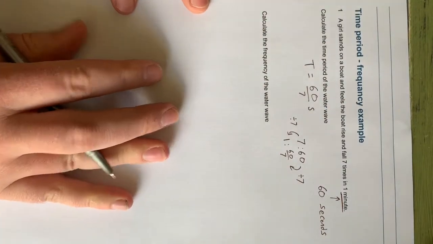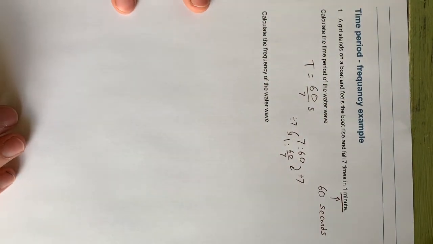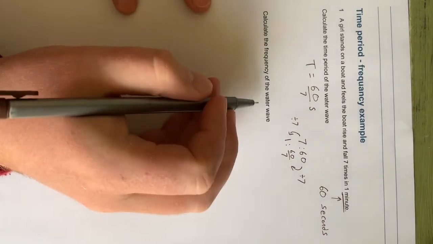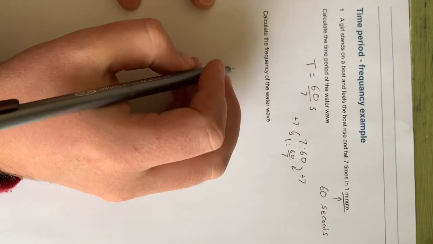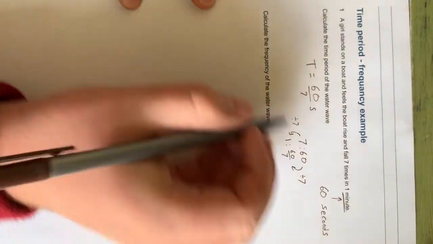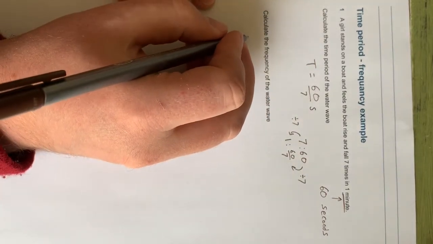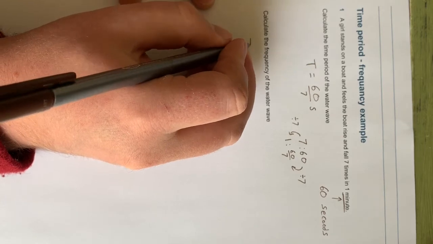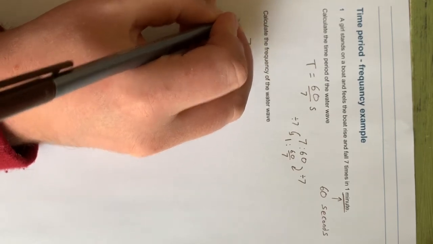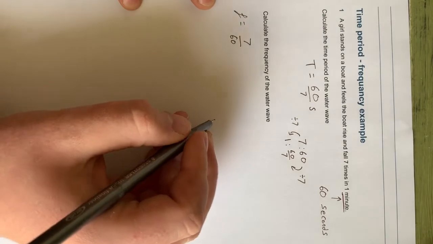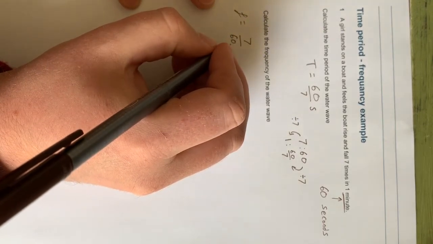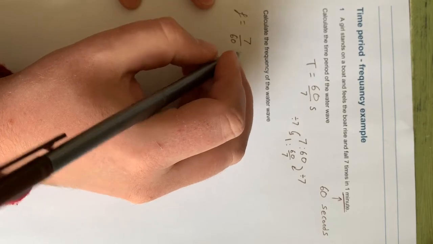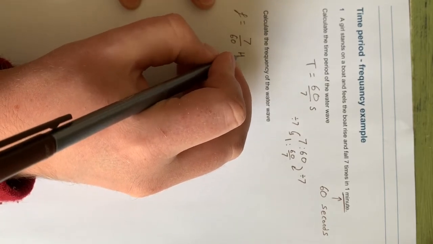There we go, look. But you might also be asked to find the frequency. So calculate the frequency of the water wave. So the frequency is how many waves go past in 1 second. So if I've got 7 waves going past in 60 seconds, in 1 second I'll have 7 divided by 60 for my number of waves that pass in 1 second, and that's measured in hertz.